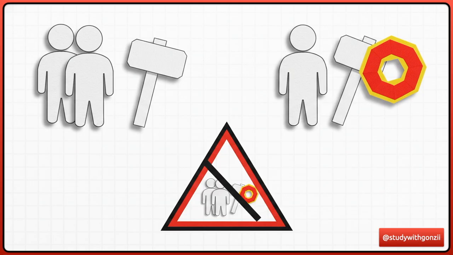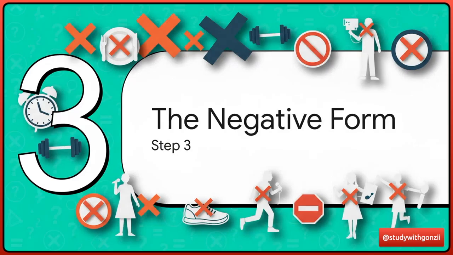Now listen up, because here is a massive warning. Do not add an S with I, you, we, or they. Saying "I plays" or "they works" is hands down the single most common mistake learners make. Stick to the structure. All right, step 3, the negative form.